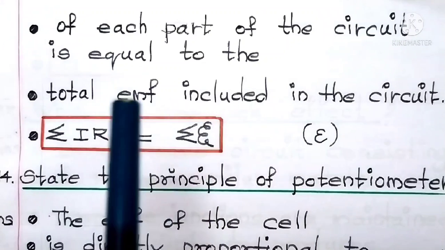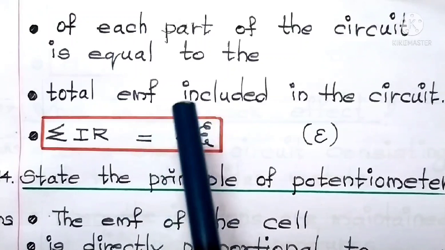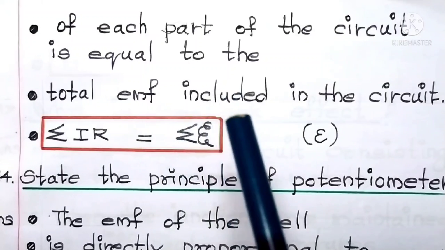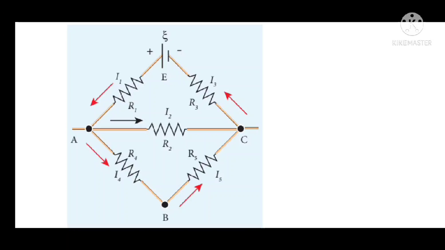Now let us see in detail about this voltage rule with the help of a diagram. With the help of this diagram, we are going to learn Kirchhoff's second rule, in other words, voltage rule or loop rule. What does this rule say? In a closed circuit, the algebraic sum of the products of the current and resistance of each part of the circuit is equal to the total EMF included in the circuit. Now let us have a closer look at this diagram.